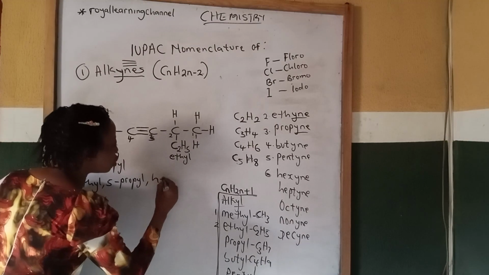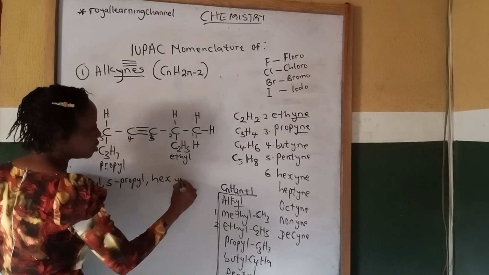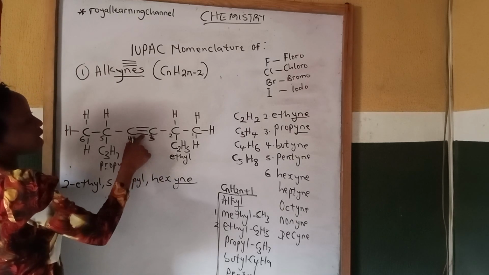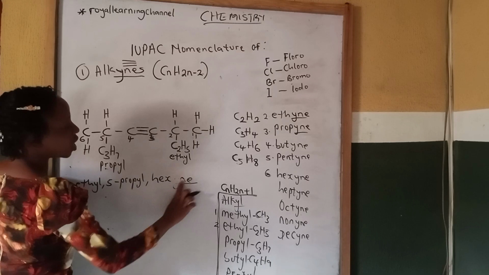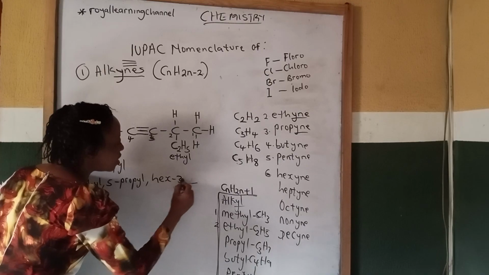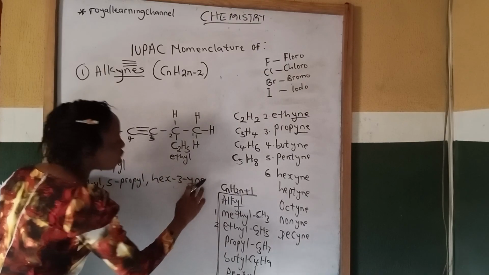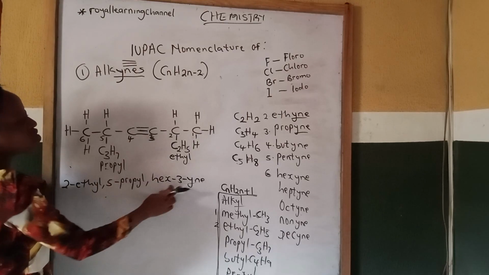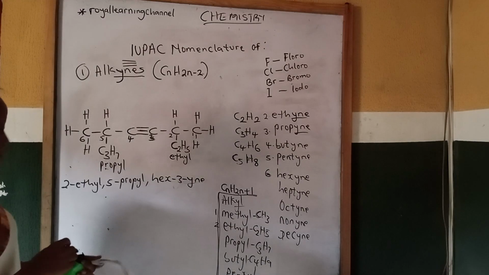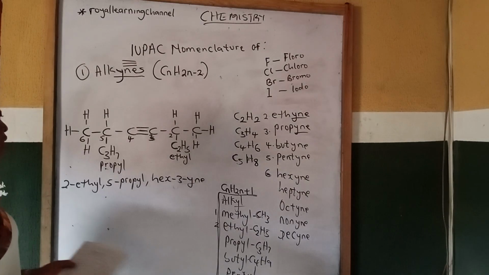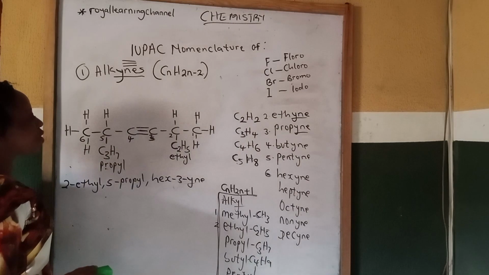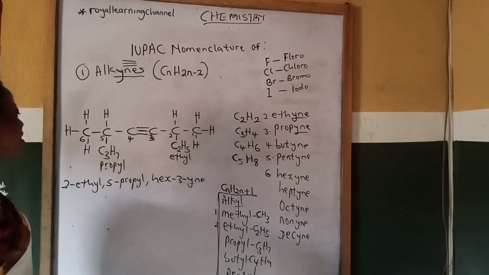So what you call it? Because you have to name the position of your yne. So the yne is what? Is on the third carbon atom. Your yne is on the third carbon atom. So therefore, you call it 3-yne, because your yne, which is the triple bond, is on the third carbon atom. So the name of this structure is 2-ethyl 5-propyl 3-yne. So let's have another structure with the same substituent this time around.